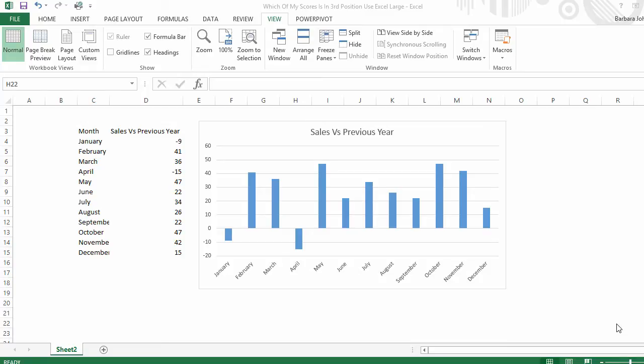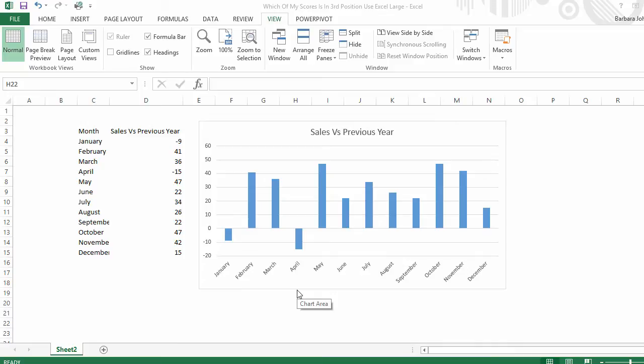Today we're going to look at inverting the colour of our data series when there's a negative number. So today we're going to look at inverting negative numbers on our data series on an Excel graph. So we have our data here, we have months and we have sales versus the previous year, and we can see in both January and in April versus last year we have a minus value.